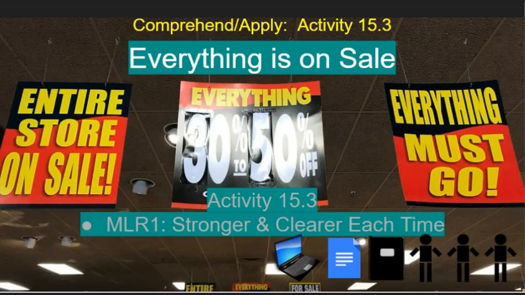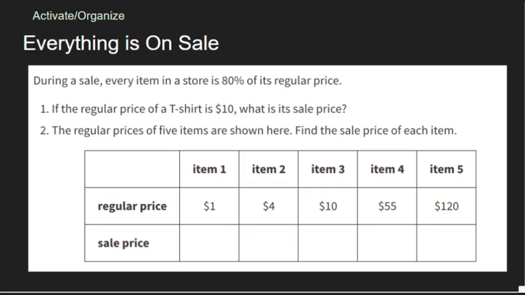Hurry, hurry, hurry, we've got a sale. During a sale, every item in the store is 80% off its regular price. If a regular price of a t-shirt is $10, what's its sale price? Well, the sale is 80% of its regular price. So we're taking 20% off. So we need 80% of that 10. So what's 80% of 10?